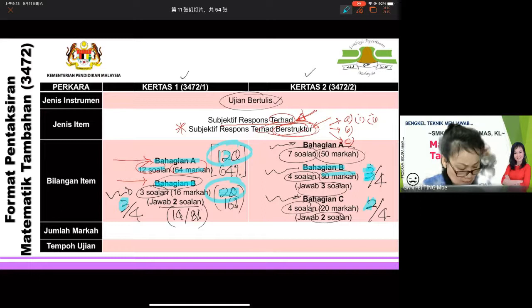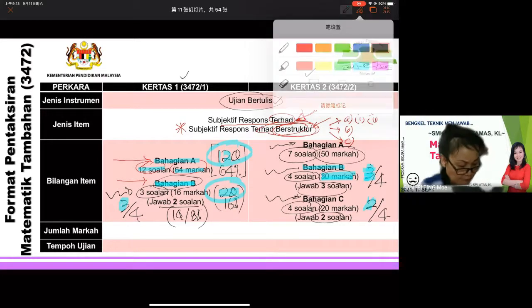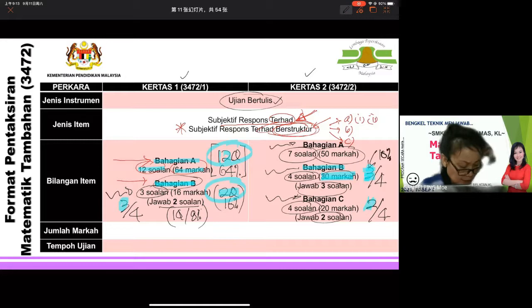For the marks, this one means 10 marks for each question. This is 10 marks per each. Okay, and this is 10 marks per each question. So this one, 3 questions.